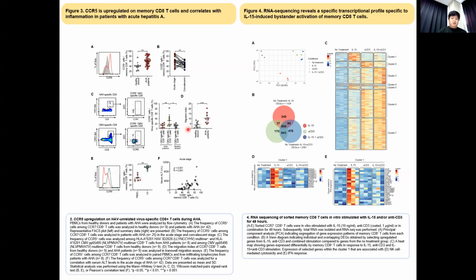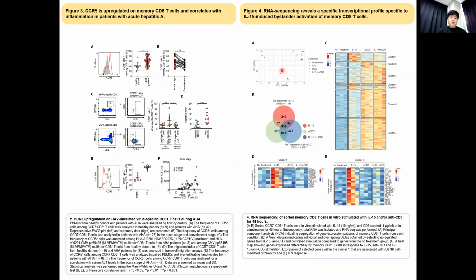And again, through in vitro transwell migration assay, we found that memory CD8 T cells from acute hepatitis A patients migrated more efficiently compared to those from healthy donors. We also found that CCR5 expressing memory CD8 T cells are enriched in the liver of acute hepatitis A patients. And importantly, we show that the percentage of CCR5 expressing memory CD8 T cells from peripheral blood of the patients is significantly correlated with the severity of liver damage indicated by serum ALT level.